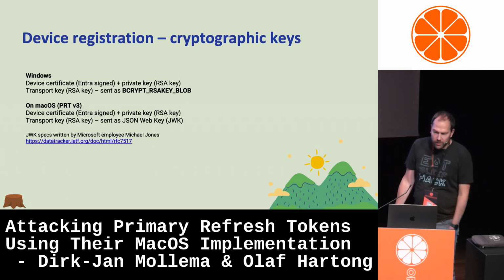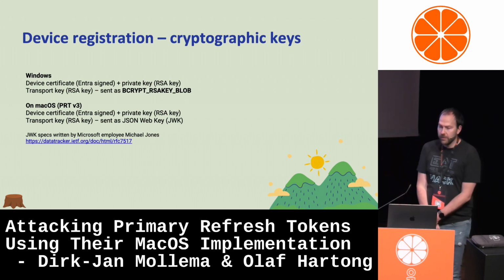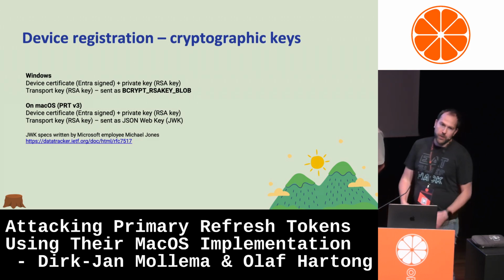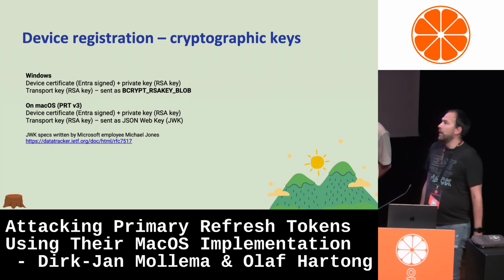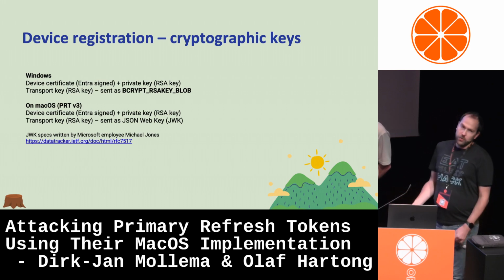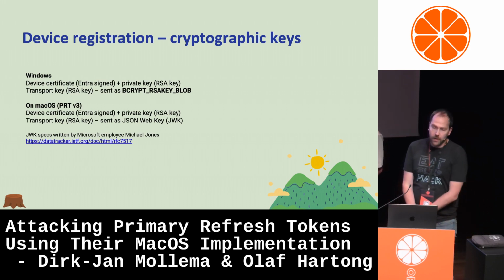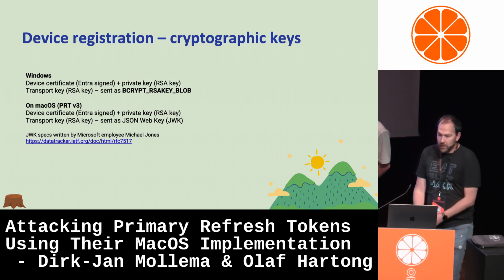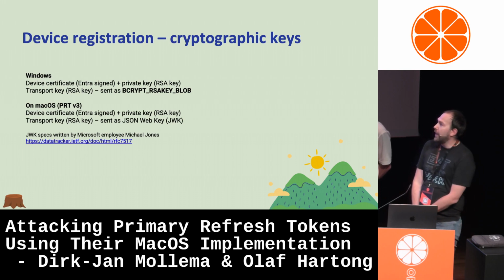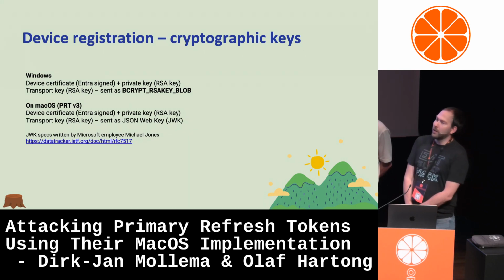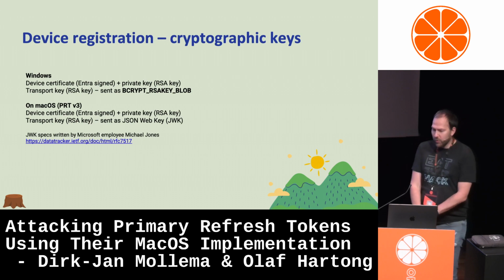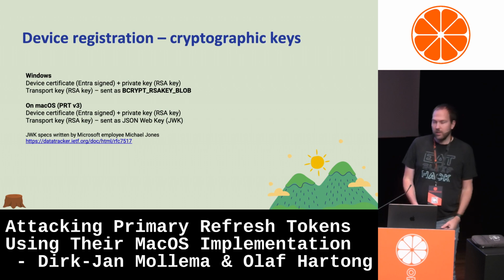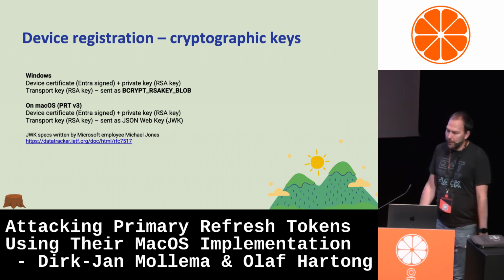This is very similar on macOS. The biggest difference is that on Windows it's going to send this as a bcrypt RSA blob, which is like a Windows internal structure, and on macOS it's actually using the JSON Web Key standard, which means that the RSA key is presented as a JSON structure. The specifications for this are written by somebody who used to work at Microsoft called Michael Jones. We'll see his name a few more times because he's involved a lot in all of these OAuth specifications and all the other specifications surrounding this.